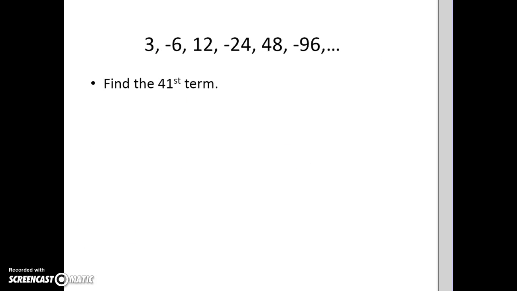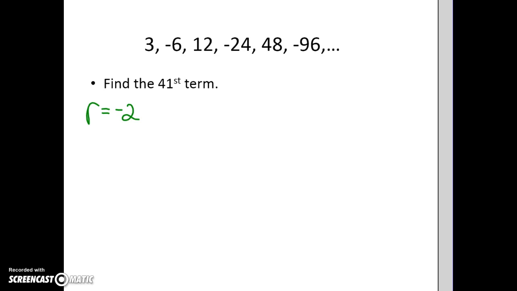Let's look at another example. They're asking us to find the 41st term, and this time we're multiplying. Notice that we're going from positive to negative, negative to positive, positive to negative. So we are actually multiplying by a negative number. That would be -2. So R, my common ratio, is -2. I am multiplying every number by -2.